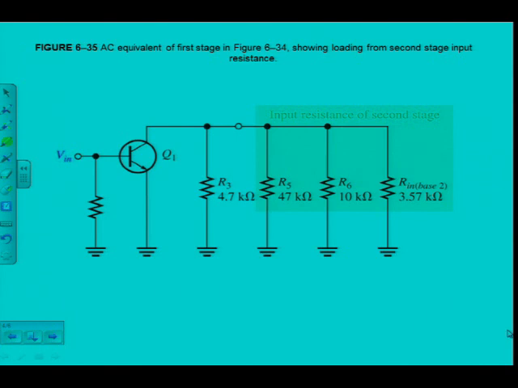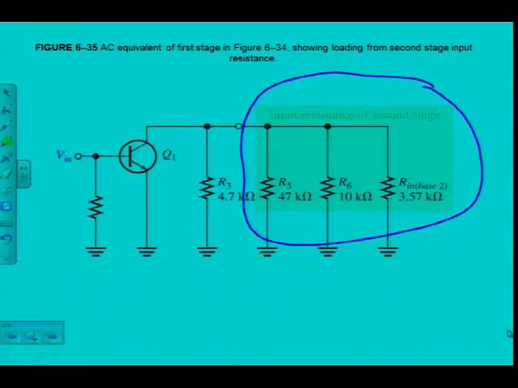If we turn the page, at the top of that page, actually, they've shown you the equivalent AC equivalent circuit. There's the first stage, and here's the input resistance of the second stage that you have to use then as the load resistor. Remember, this was RC for the first stage. So that acts as the load resistor for the second stage. That's what they tried to explain to you there.